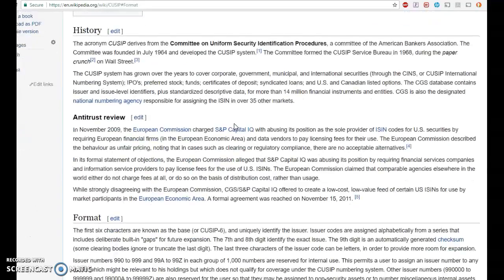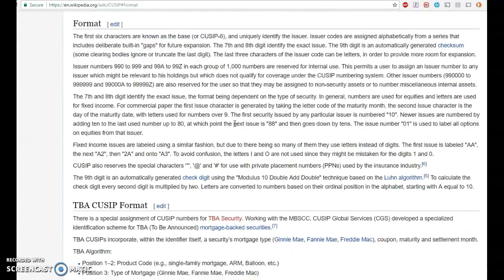All right, now, I'm not going to go into history. I'm going to go straight down here to format, because I need you guys to understand that these things you think are CUSIP numbers, because you think they're bonds, are not in the right format to be CUSIP numbers. I don't know exactly who's telling you this, but whoever it is is sadly mistaken, okay?